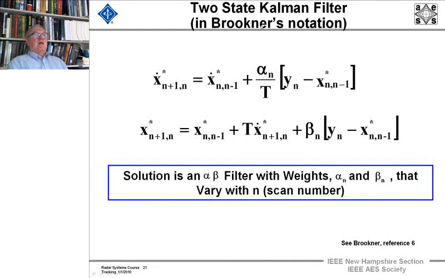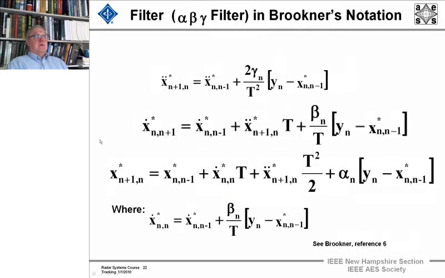Here's a two-state Kalman filter from Eli Brookner's book, reference 6, Tracking and Kalman Filtering Made Easy. And here it is. The solution's an alpha-beta filter with weights, alpha sub n and beta sub n, that vary with scan number. And also, here is an alpha-beta-gamma filter in Eli Brookner's notation.